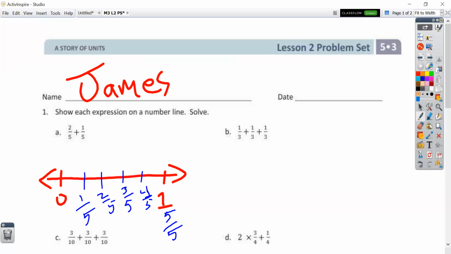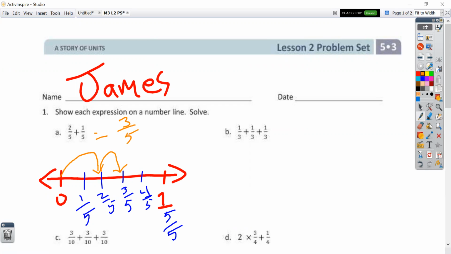Now it wants us to show the expression on the number line of 2/5 plus 1/5. Well, we start at 0, right? We have nothing and we're going to show 2/5. So I'm going to jump with 2/5. Oops, I almost jumped over it. There's my 2/5 jump. Now I'm adding 1/5, and now I'm just going to show adding 1/5. So this is equal to 3/5.